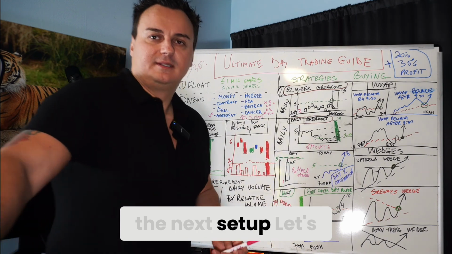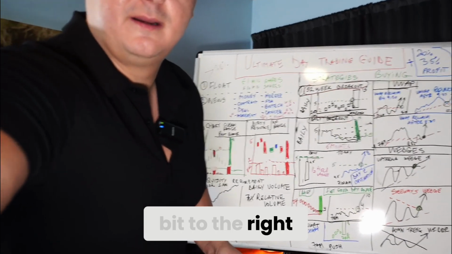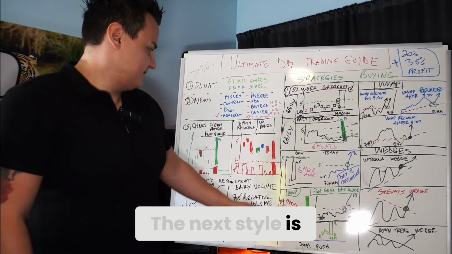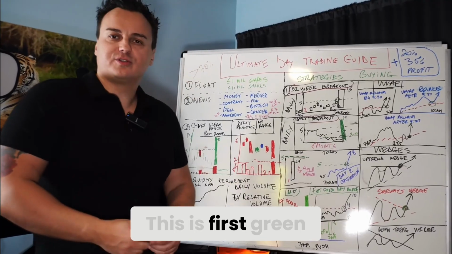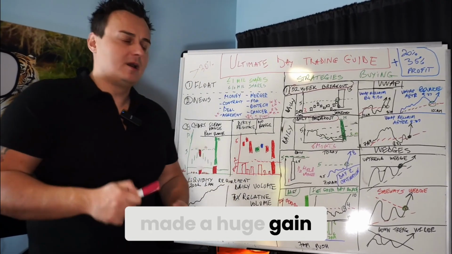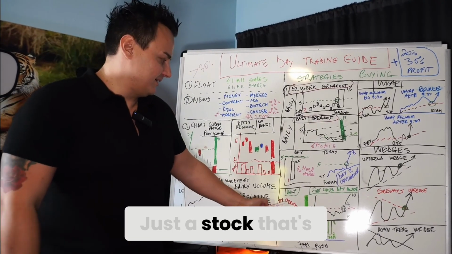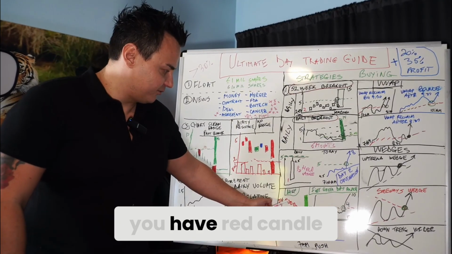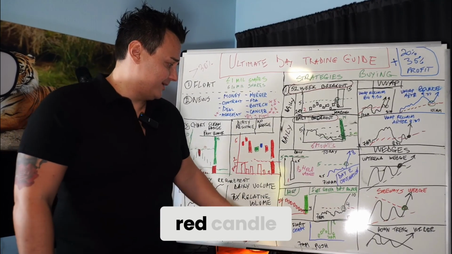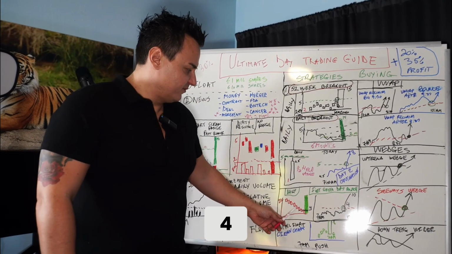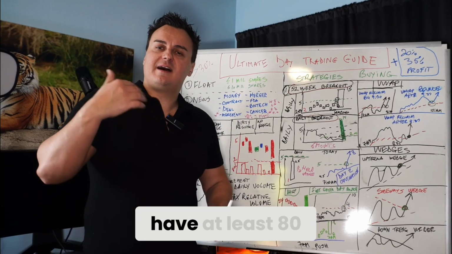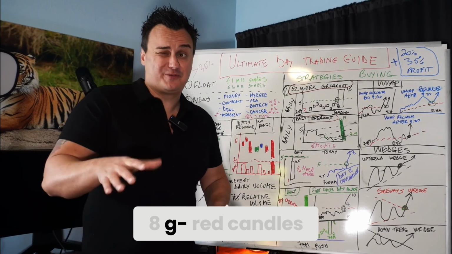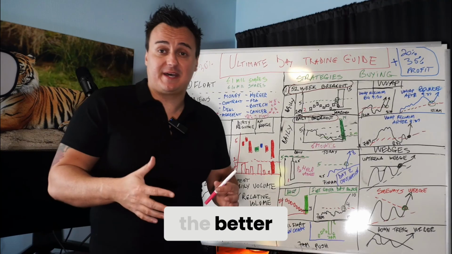The next setup, let's see if I can move this a little bit to the right. Right here, the next step is the first green day bounce. You've seen that I made a huge gain on a first green day bounce. It's a stock that's been selling off from $20. You have red candle, red candle, red candle, red candle, red candle. 1, 2, 3, 4, 5, 6, 7. I prefer them to have at least 8 red candles. The more red candles, the better.